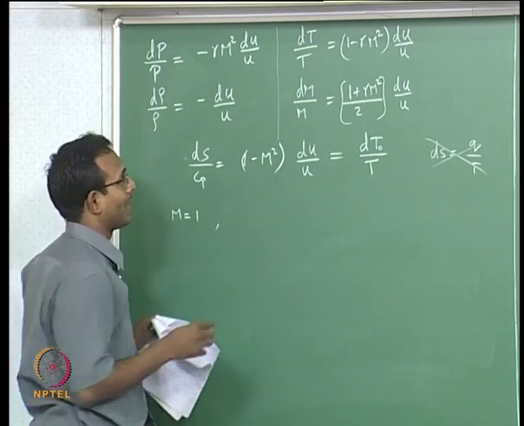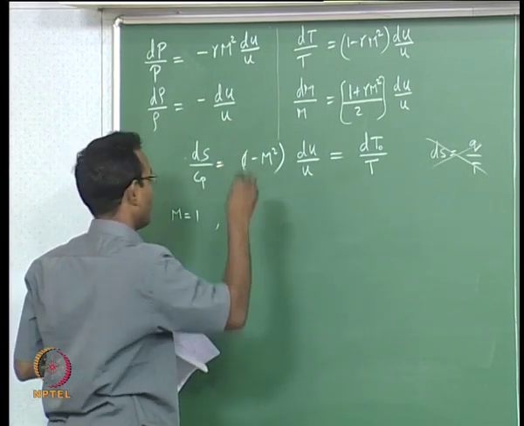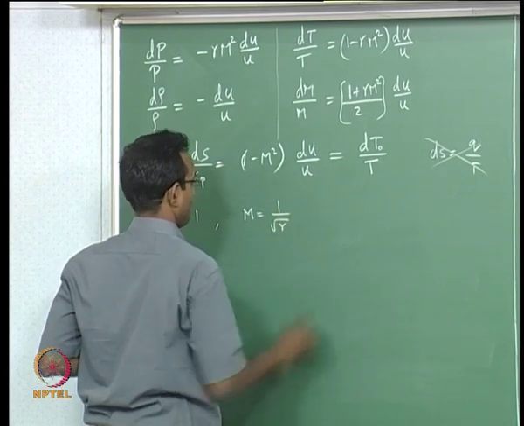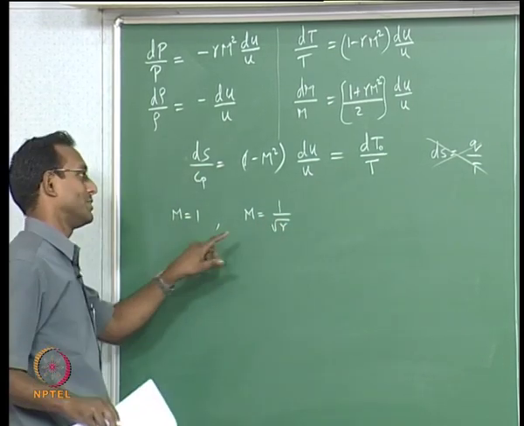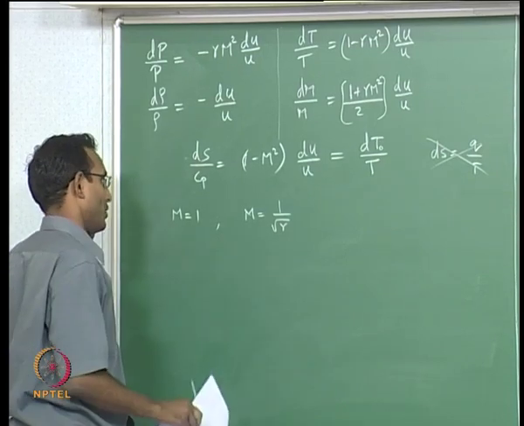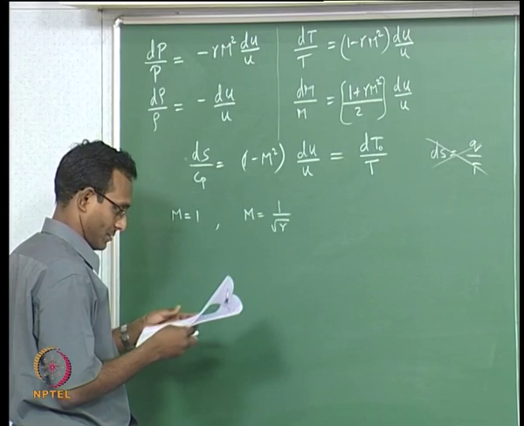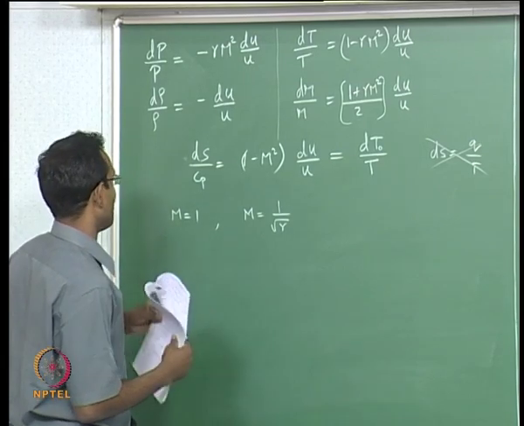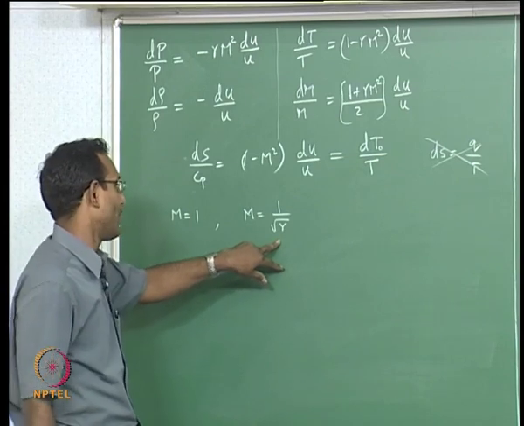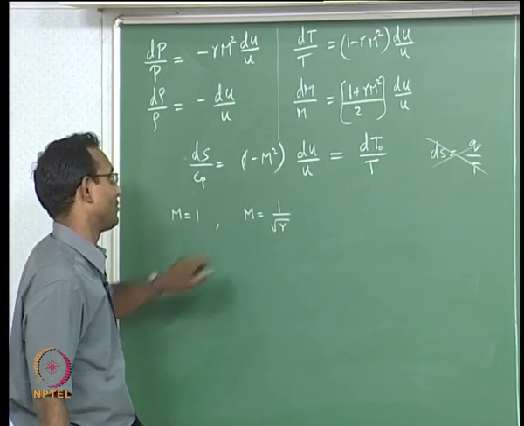to 0, which will happen when M equals 1 by square root gamma. These are the two critical points where the behavior of the flow might change. Other places it is going to be the same trend, no difference. Now, is this more than 1 or less than 1? Gamma is always greater than 1. So, now I am going to say that this is always a subsonic value.